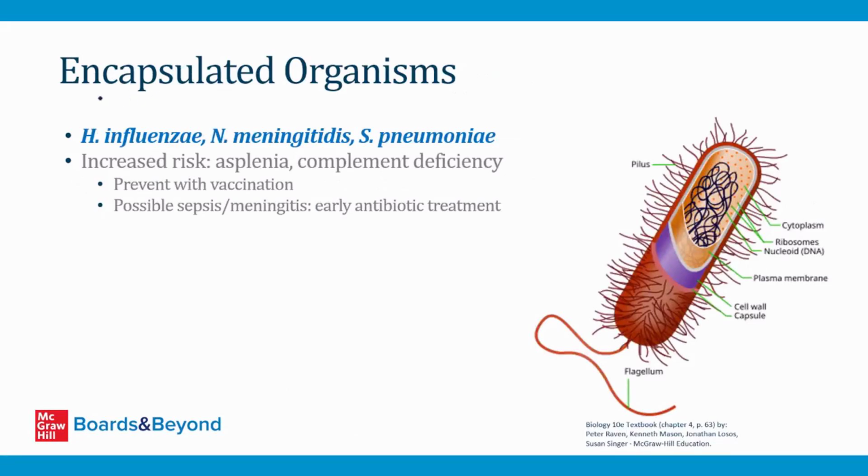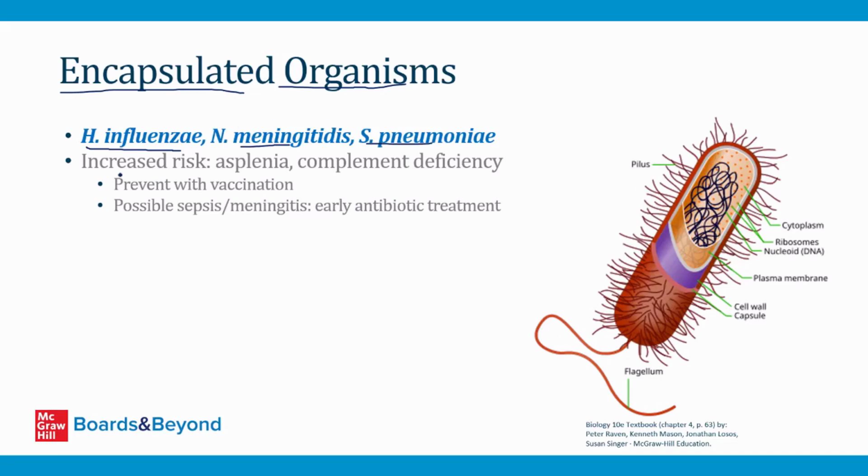Okay, so that's a nice segue into talking about encapsulated organisms. So most of the bacterial causes of meningitis are encapsulated bacteria. So for example, we just talked about how forms of H. influenzae that are typable have a capsule, and those are the forms that cause bacterial meningitis. Neisseria and strep pneumoniae are also encapsulated organisms, and it's that capsule that protects them from phagocytosis of white blood cells, and that's how they get into the meninges and cause meningitis.